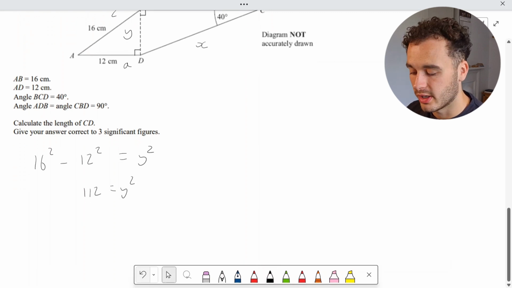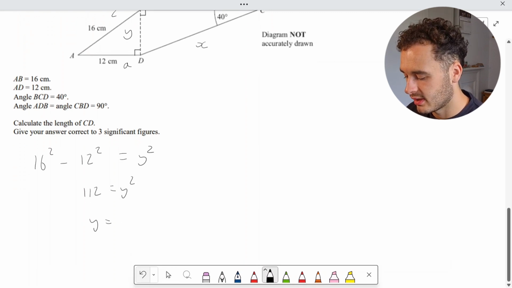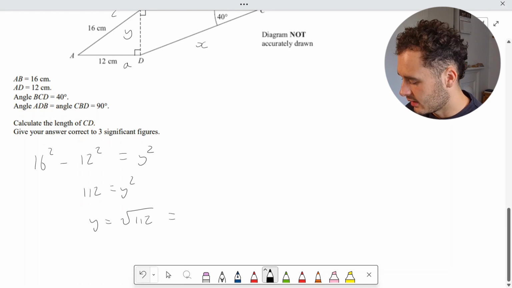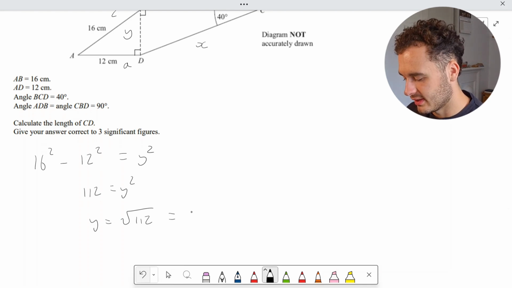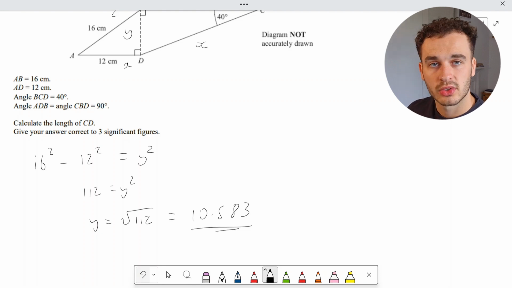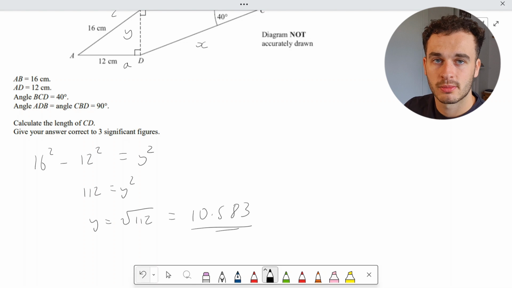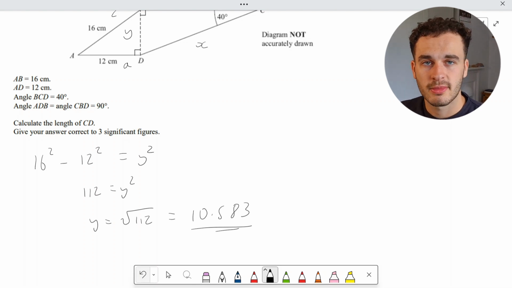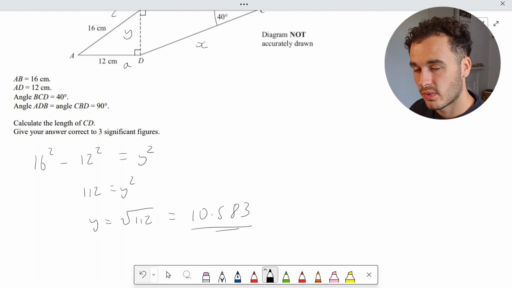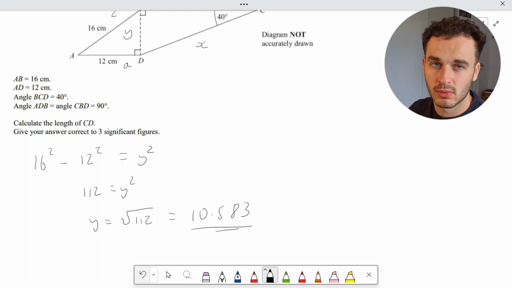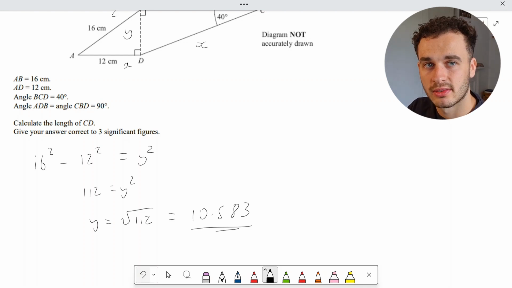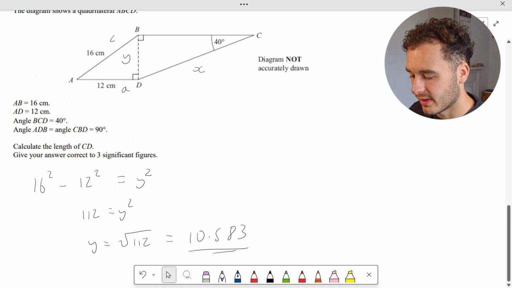So to find Y, we do the square root of both sides. Square root of 112, to a few decimal places, this is 10.583. At this stage, you want to leave your answer as long as possible. Leave as many decimals as possible because you don't want to make any rounding errors. If you round it too early, then it won't technically be a fully correct answer when we do later calculations. So now we have Y as 10.583.